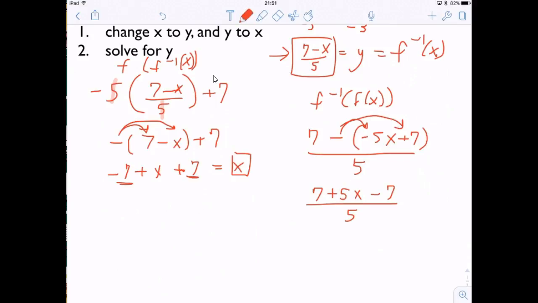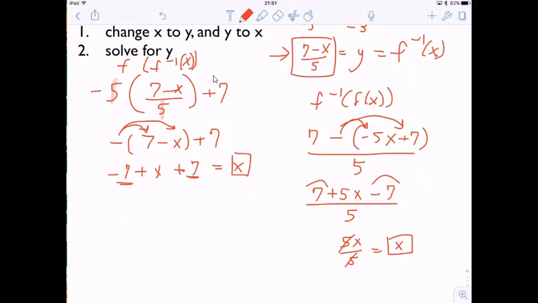But look, you have a positive 7 and a negative 7 here. You can do 7 minus 7, and those turn into 0 plus 5x, so you just end up with 5x divided by 5. Now you can cancel out the 5's. Okay? So you end up with x, which is what you wanted.